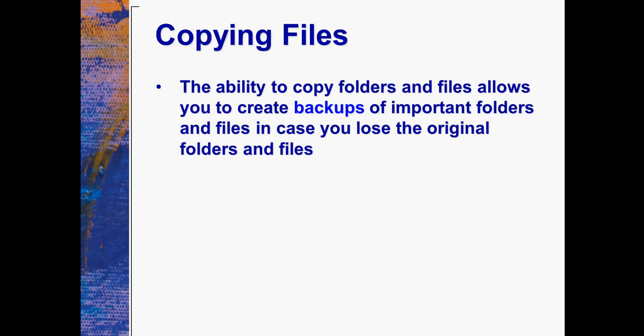When you use the copy command, Windows 7 places a duplicate copy of the file on the clipboard. When you copy a file, the original file stays in its current location. You have a duplicate copy of the same file in another location.